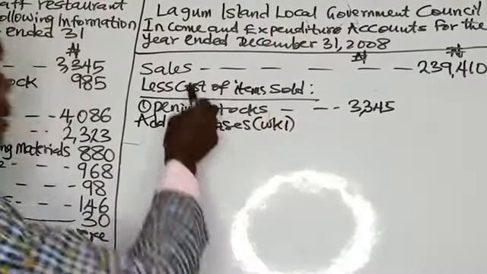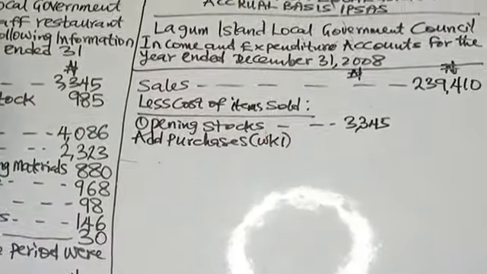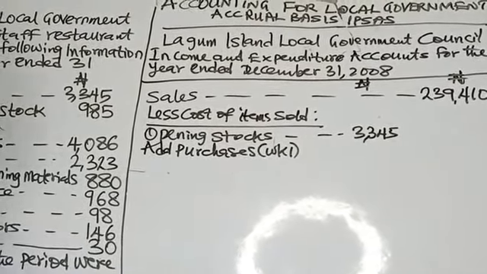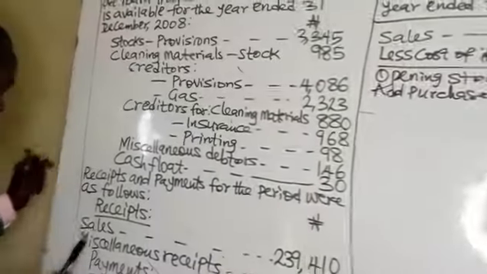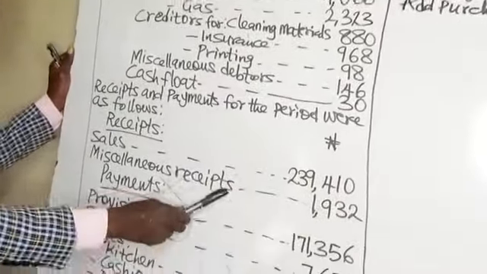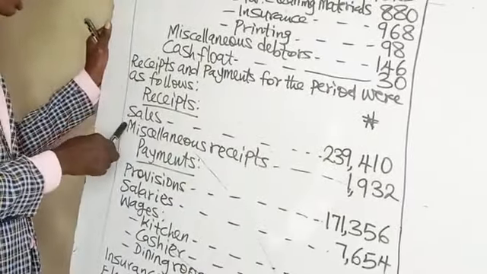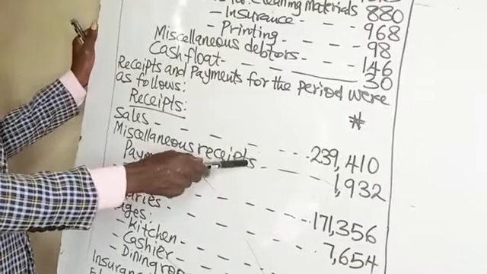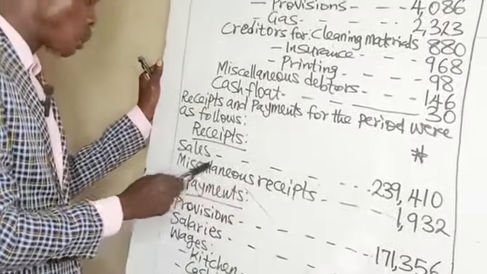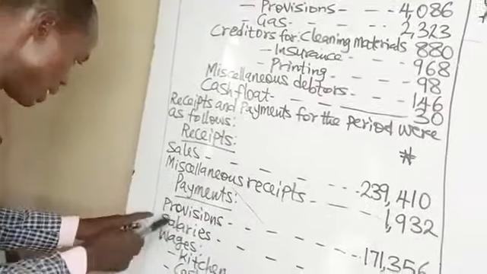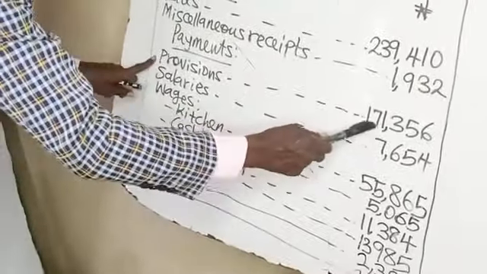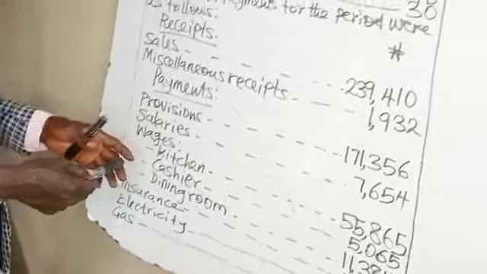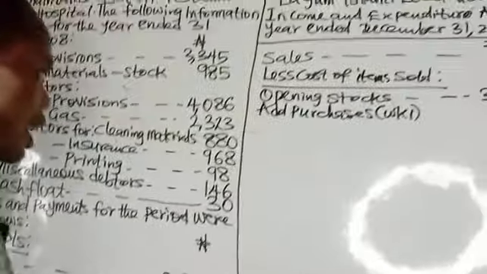Working one. We didn't prepare a sales ledger control account because the sales have been given. Apart from the sales, we did not have any receipts from customers. If you look at the receipts and payments, on the receipt side, you only have sales and miscellaneous receipts. But go to the payments, you have provisions. These are payments made for provisions. That means you will need to prepare the purchase ledger control account.